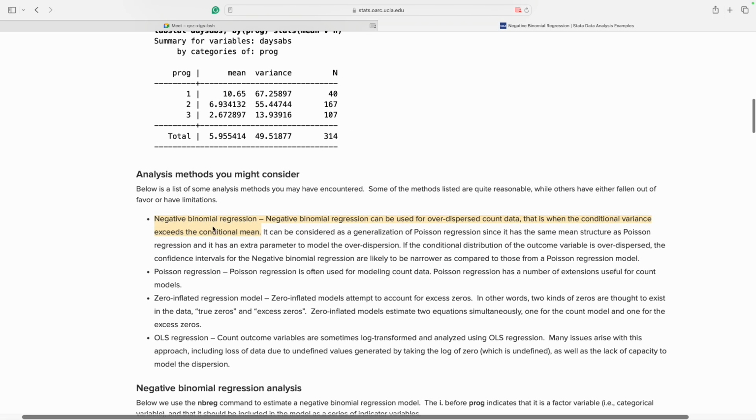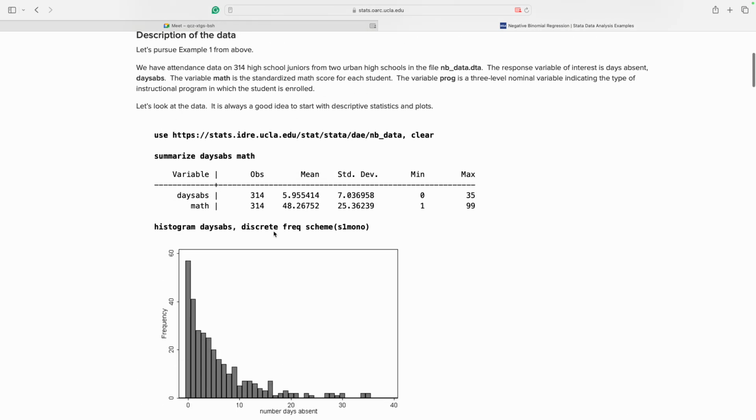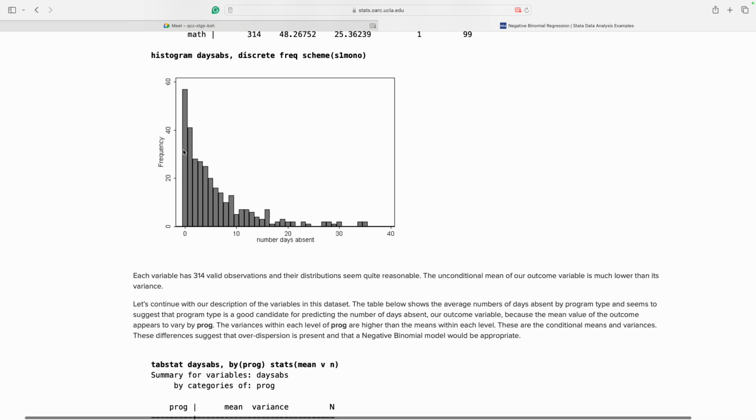The negative binomial regression, or negative binomial, can be used for overdispersed count data, that is, when the conditional variance exceeds the conditional mean. So here is our mean for the negative binomial, and you can see that the variance in our data is exceeding the mean. So this data is quite overdispersed.